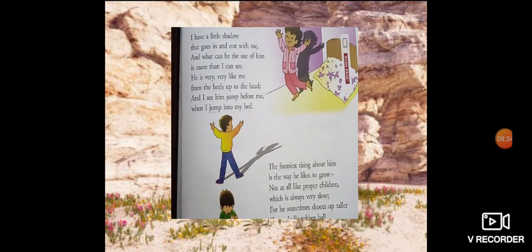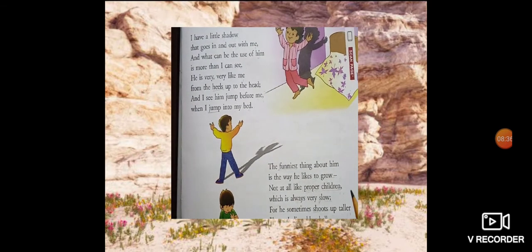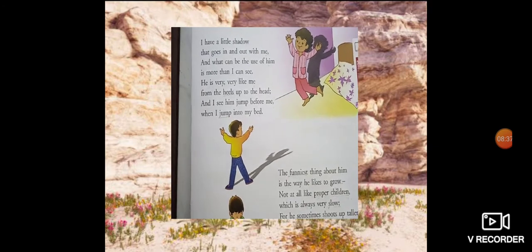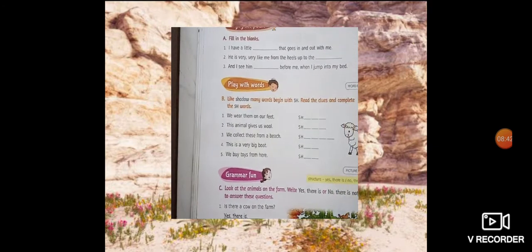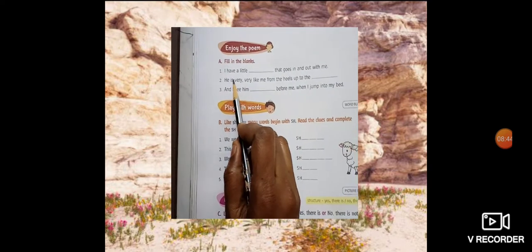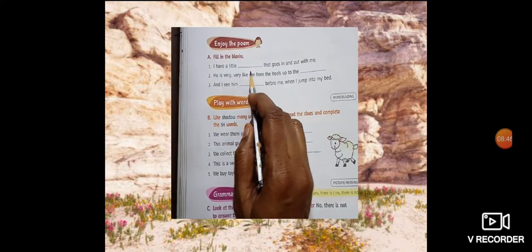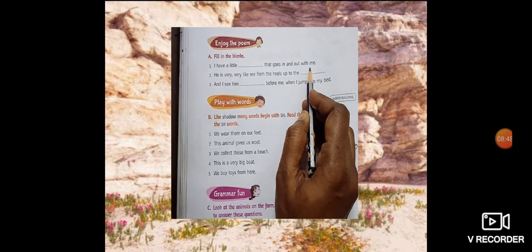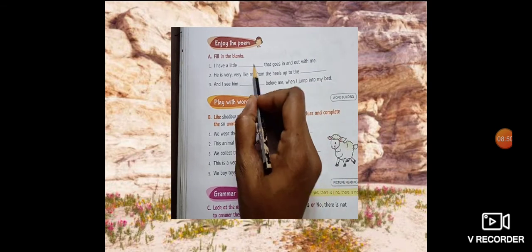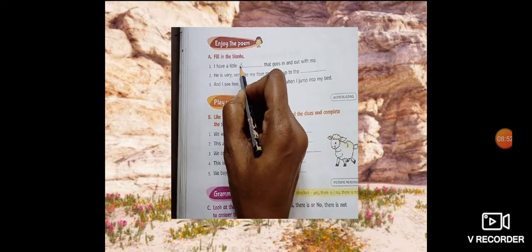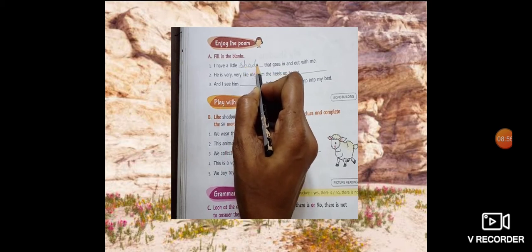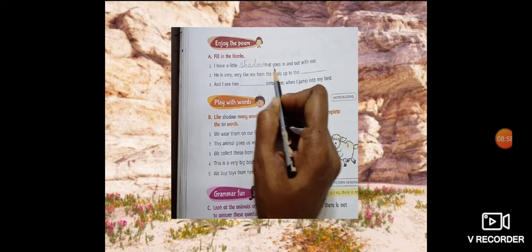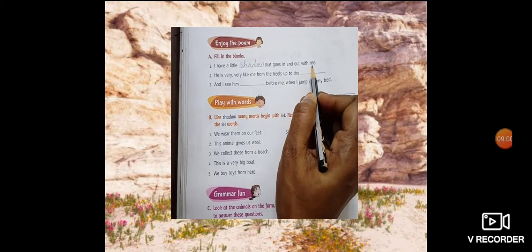Okay children, have you understood? I hope you have understood the poem. We'll move on to the book back exercise. Okay, first one, fill in the blanks. I have a little dash that goes in and out with me. What is the answer? I have a little shadow. That is the first line. I have a little shadow that goes in and out with me.